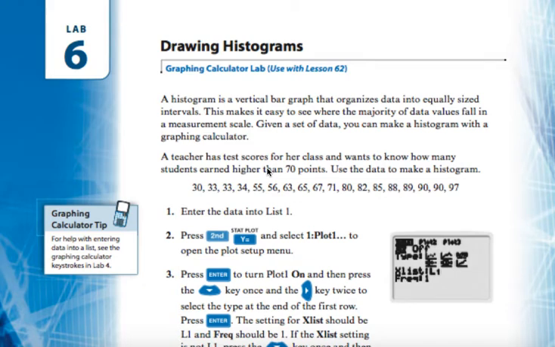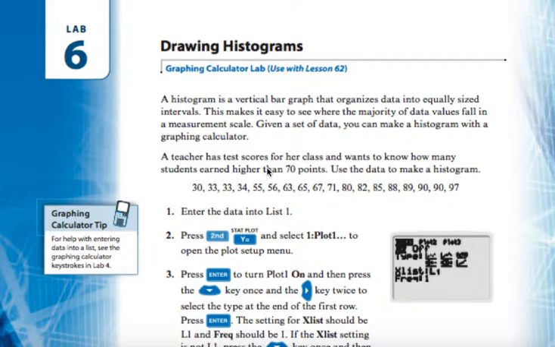Algebra 1. This is lab number 6. In this one, we are looking at how to draw a histogram on our calculator. This is very similar to what we did when we created a box and whisker plot on our calculators. We need to enter in some data and then tell our calculator to interpret it as, in this case, a histogram rather than a box and whisker plot.